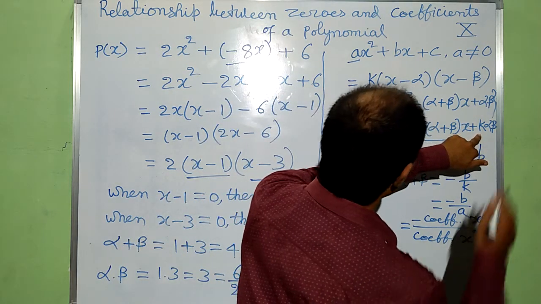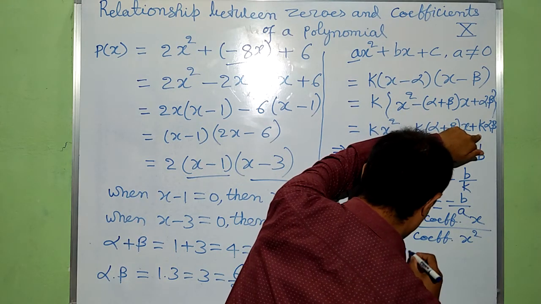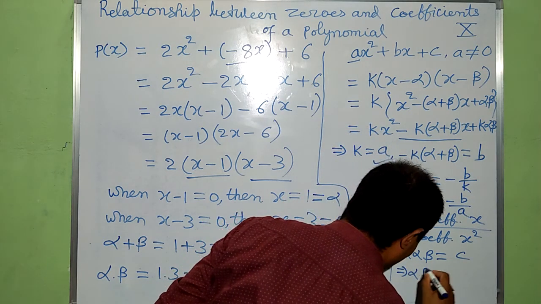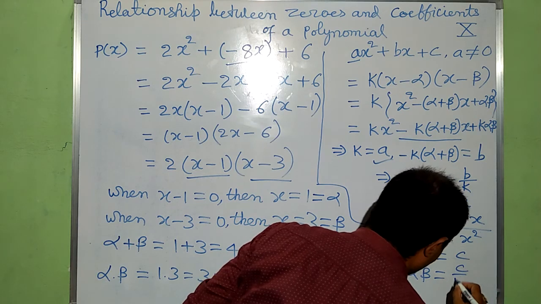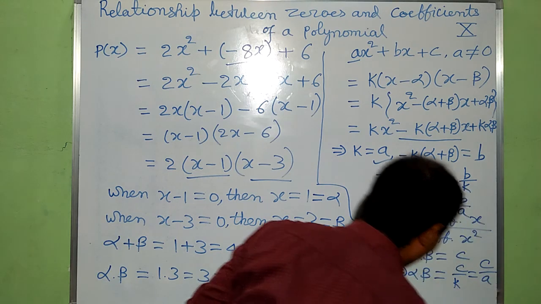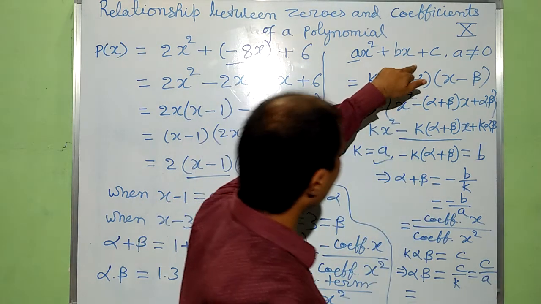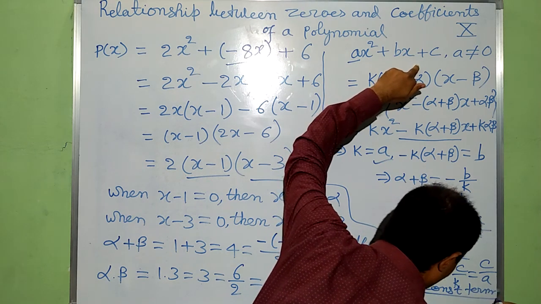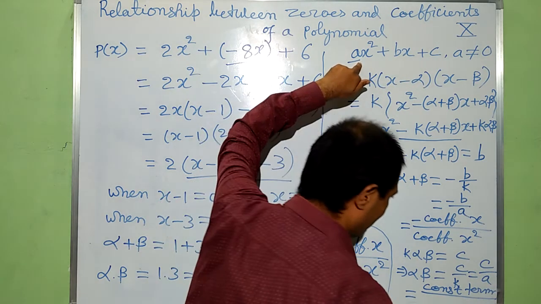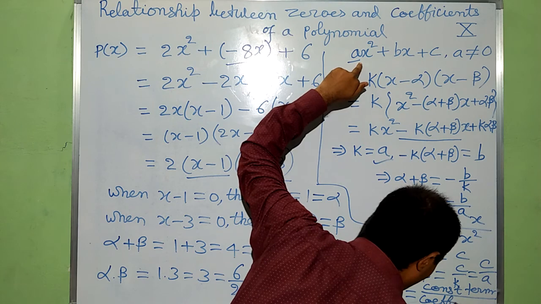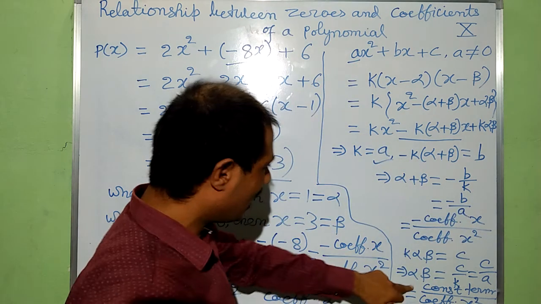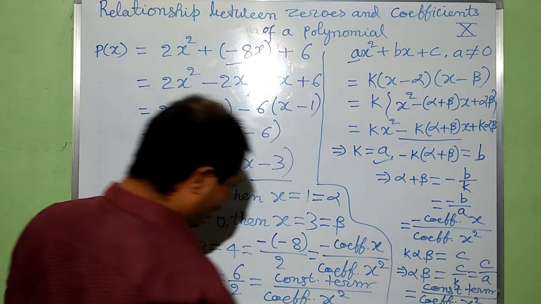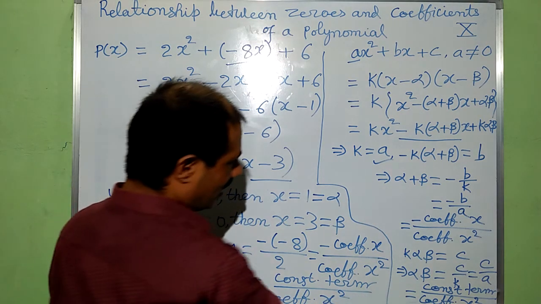Now, k alpha beta is equal to c. From this, alpha beta is equal to c by k, which is c by a. c is the constant term, and a is the coefficient of x square. So alpha beta is constant term by coefficient of x square.